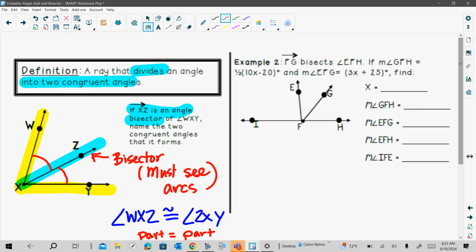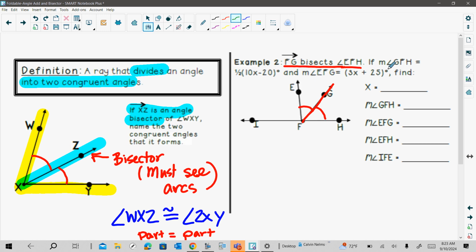All right, so on this example to the right here, it tells us FG bisects the angle. So if FG bisects, then you have to add the arcs to the diagram to show it's a bisector. Okay, you cannot just assume, all right? We're going to see one in our mixed practice that is not drawn to scale.